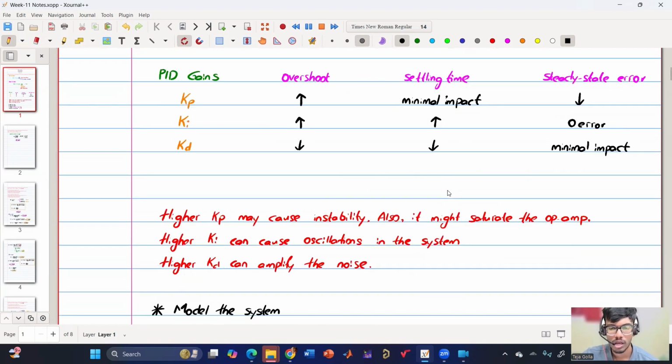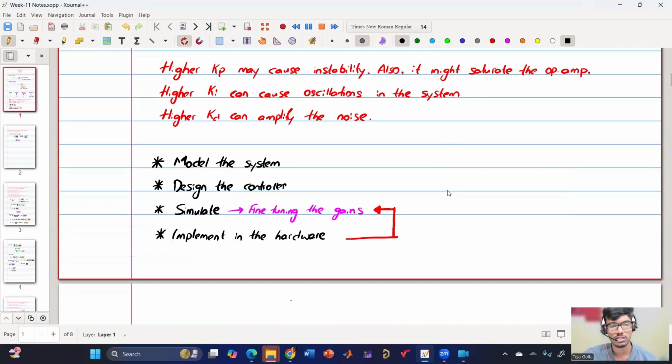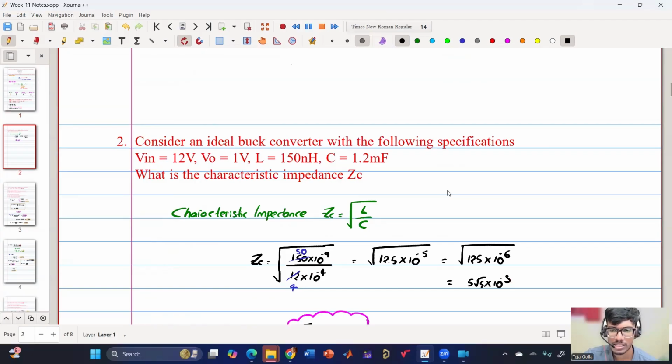And we have also seen what the consequences are if we use higher KP, higher KI, higher KD, and how it is going to affect the response of the system. Then we have discussed characteristic impedance, which is again a simple, straightforward problem.